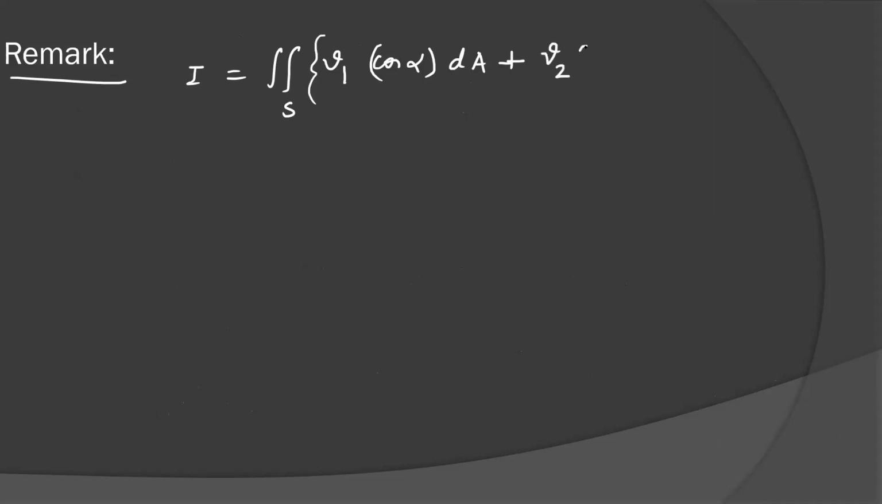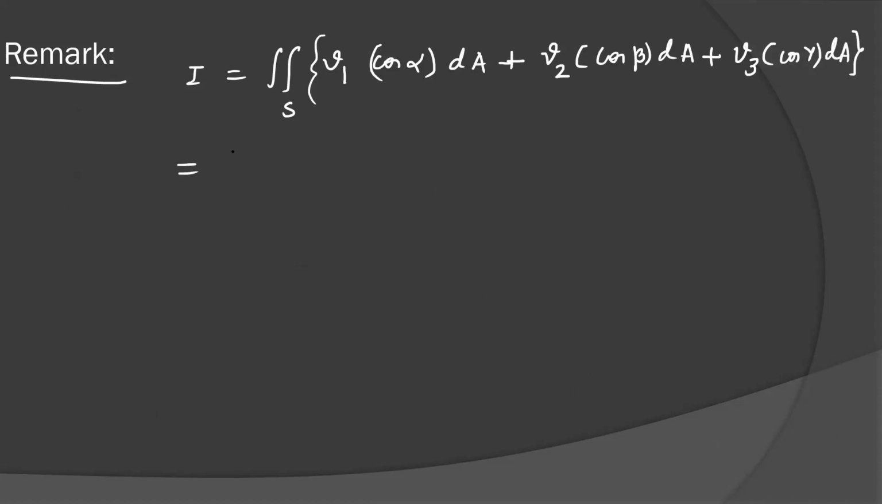Or we can write it, in the remark case I am writing here, the surface integral is equal to the integral of v1 cos alpha dA, taking multiplication with each component, plus the integral of v2 cos beta dA plus the integral of v3 cos gamma dA.